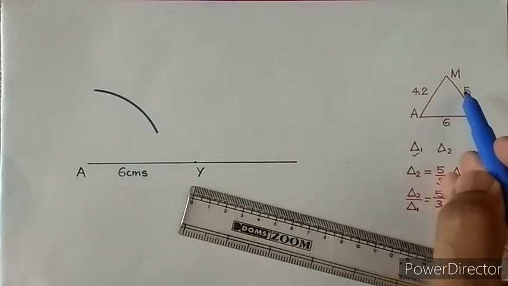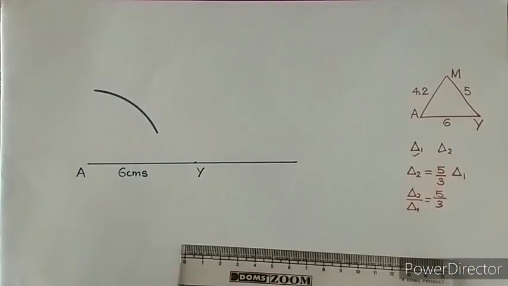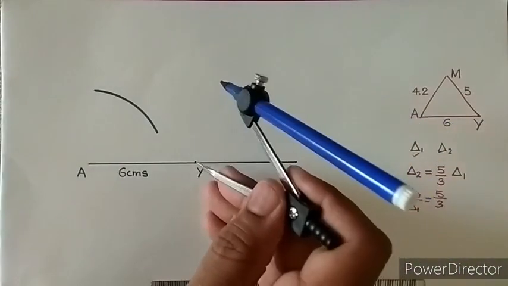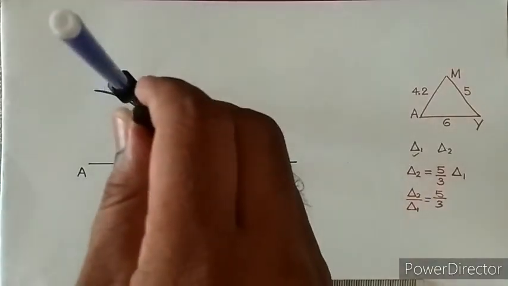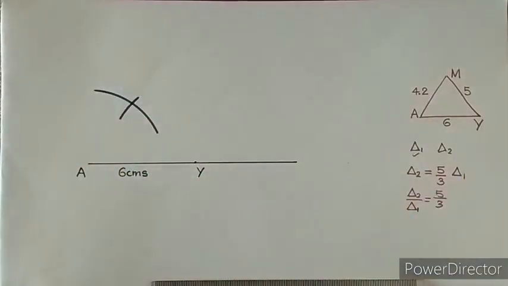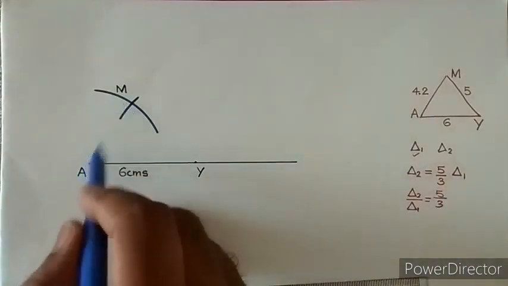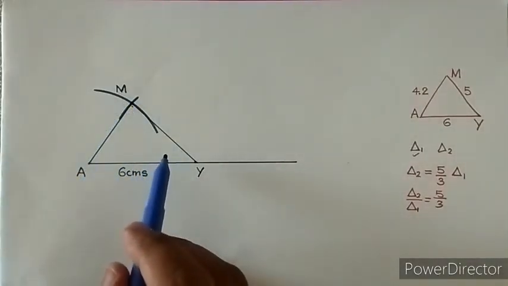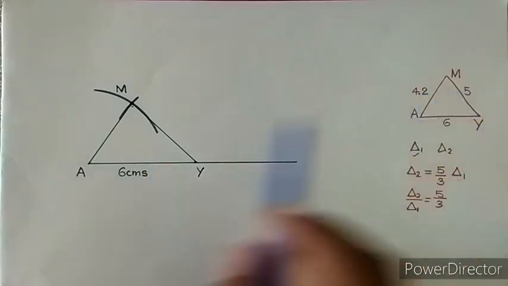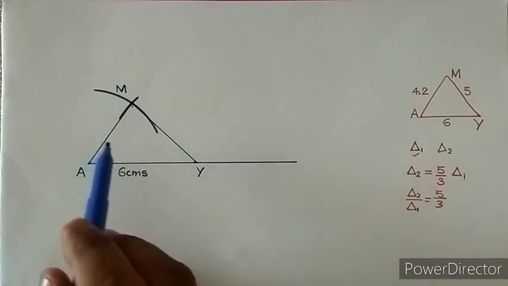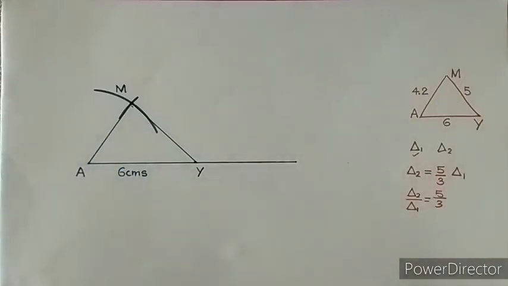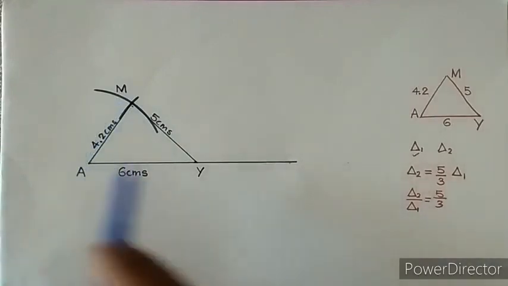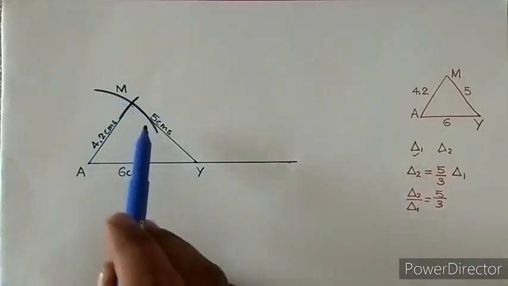Then MY is 5 centimeters. So on the compass with the help of the scale, we'll take 5 centimeters and keep it at Y and cut the first arc. So this is our point M. Let's join them, MA and MY. So this is our first triangle MAY. Don't forget to write the length of the sides, or the angle, whatever is given. You may forget it later, so please write it now. Your first triangle is ready. MAY, MA is 4.2, MY is 5 centimeters, and this is 6.